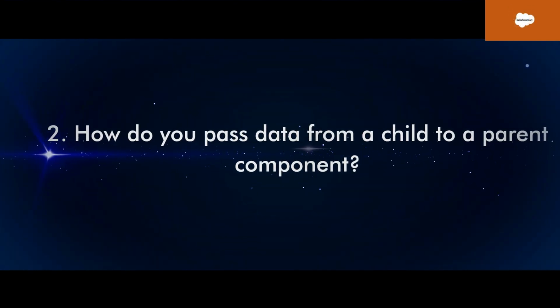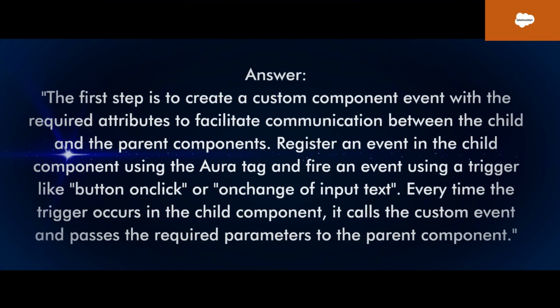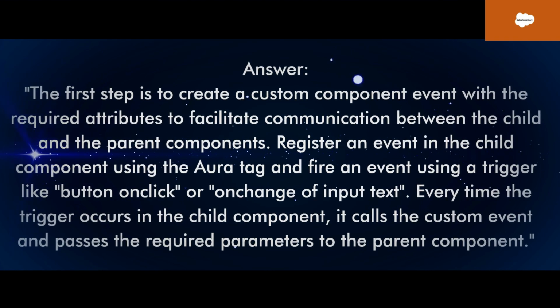2. How do you pass data from a child to a parent component? Answer. The first step is to create a custom component event with the required attributes to facilitate communication between the child and the parent components. Register an event in the child component using the aura tag and fire an event using a trigger like button onClick or on change of input text. Every time the trigger occurs in the child component, it calls the custom event and passes the required parameters to the parent component.